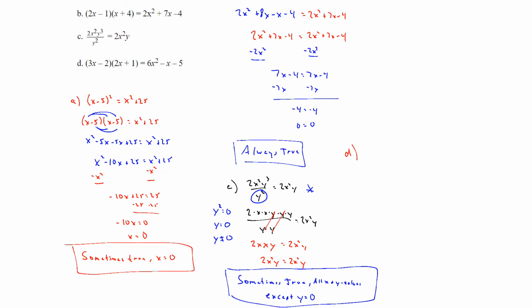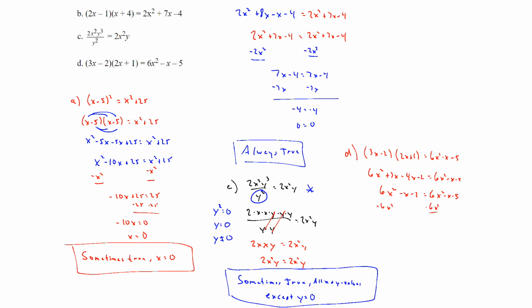And then on D, once again, this looks similar to the ones we've done on A and B. 3x minus 2 times 2x plus 1 is equal to 6x squared minus x minus 5. So we'll work this one out the same way. 6x squared plus 3x minus 4x minus 2. Combine our like terms. 6x squared minus x minus 2. And so it does look a little different here, so let's go ahead and keep solving.